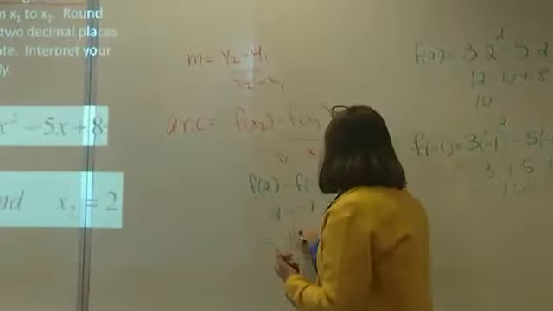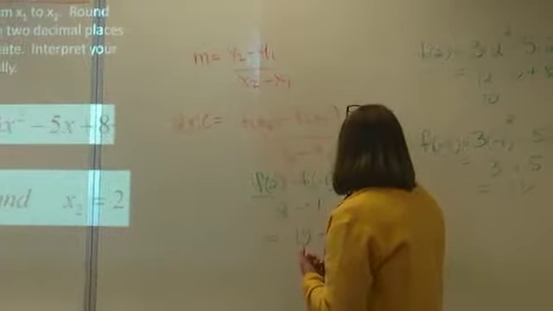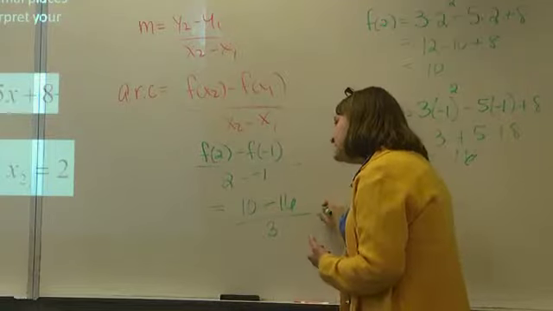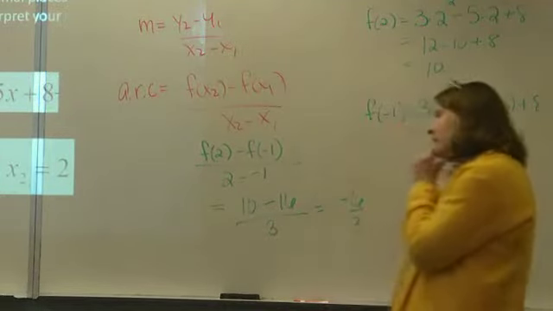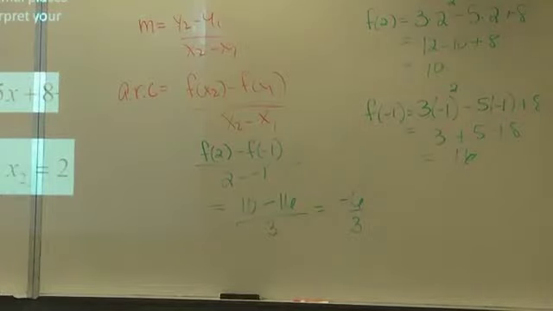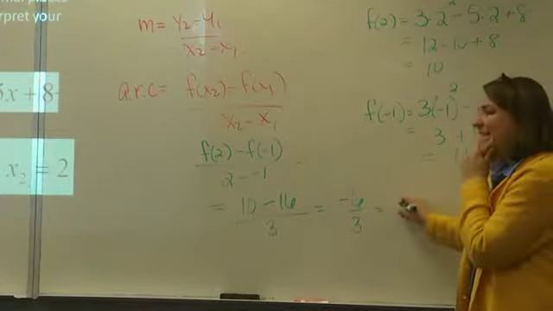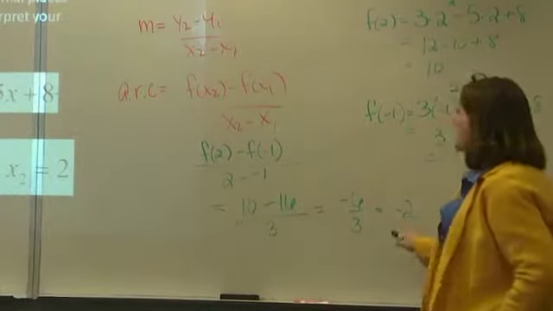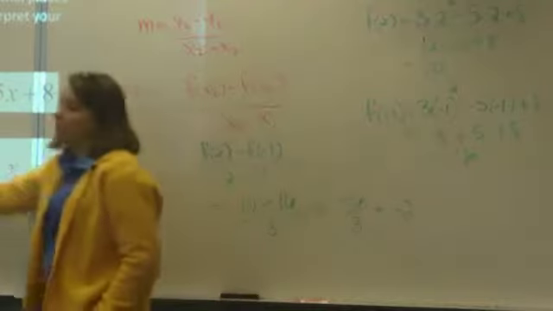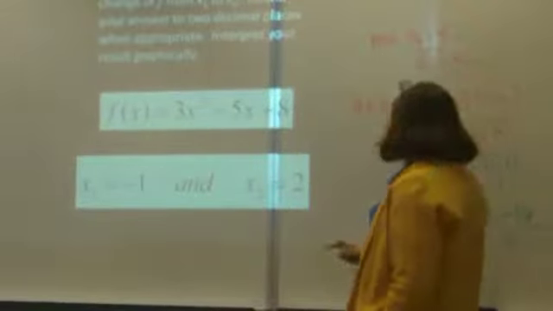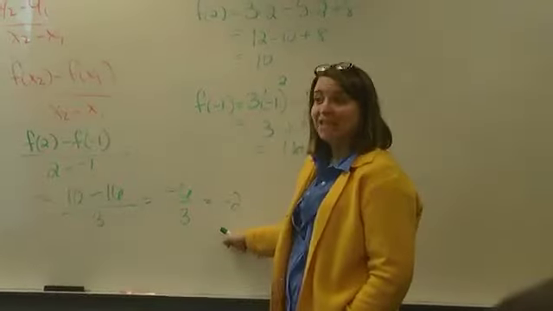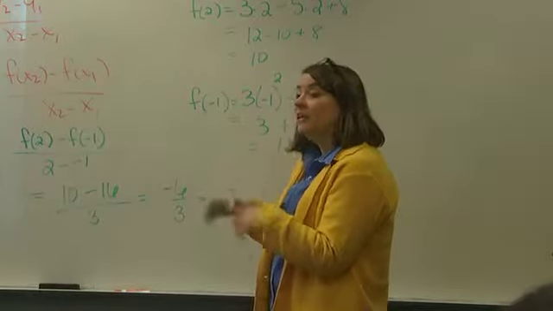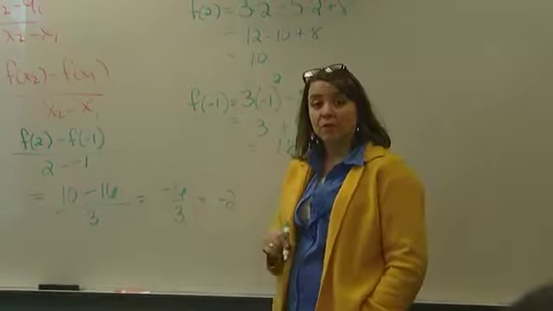F of 2 is 10. F of -1 is 16. 2 take away -1 is 3. And I believe our ratio is -6 over 3. Indeed. Look for -2 on your multiple choice. So on this interval, -1 to 2, on average, the parabola is decreasing, like a line of slope -2. So if we were to draw the parabola, on average, it would be decreasing from -1 to 2.